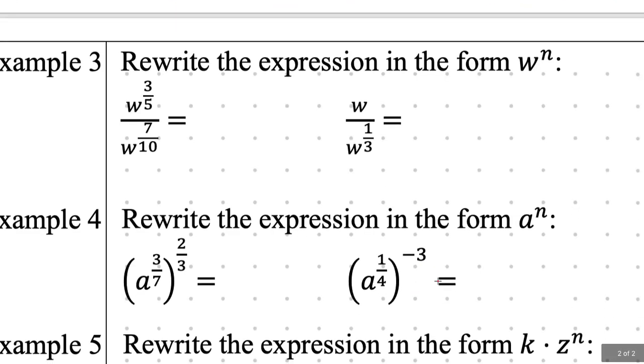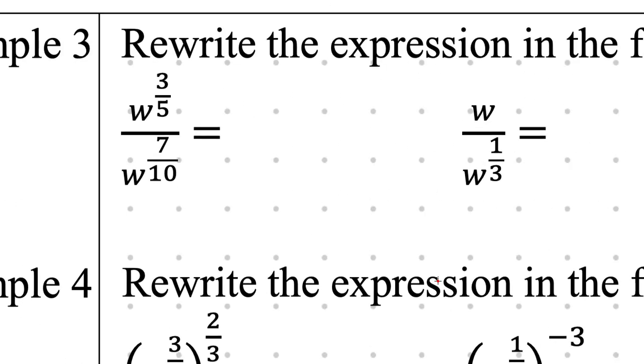We're on to example number 3. Now we're dividing with same bases. All right, someone walk me through this. How do I do these problems? India, go for it. You're going to subtract 3/5 minus 7/10. Why am I subtracting? Because you're dividing the expressions. Yeah, because this is division, that means we're subtracting. Okay, walk us through it.